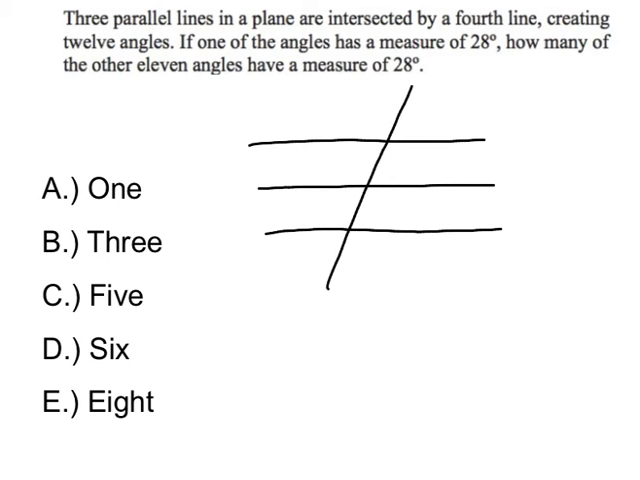Great. Then it says one of these angles has a measure of 28. How many of the other 11 have a measure of 28? So if we know our vertical angles and our geometry, we know that there are 1, 2, 3, 4, 5 more angles that are 28 degrees. So I would be able to answer C.